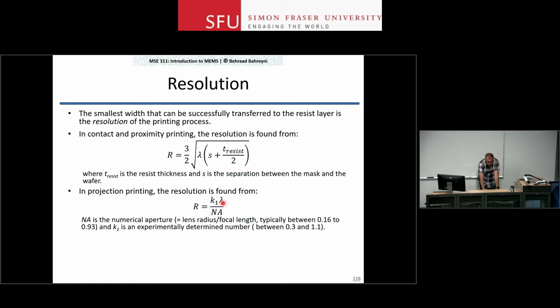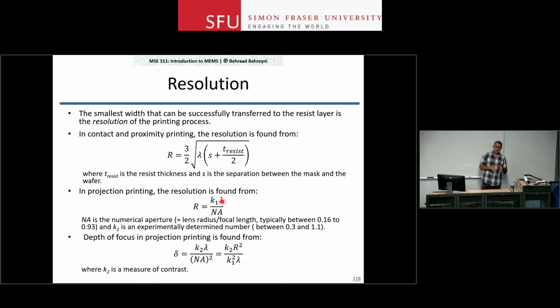Numerical aperture is the ratio of the lens radius to focal length. It's a property of the optical system, and it's somewhere around, let's say, half, 0.5 plus or minus 0.2, 0.3. You usually want to make it as large as you can, so 0.9 if you can, even higher, 0.93 for example. And K1 is an experimentally calculated value, right? So K1 is depending on your system, NA is depending on your system, lambda is about your light source.